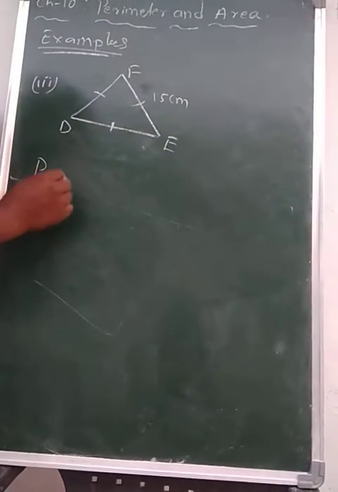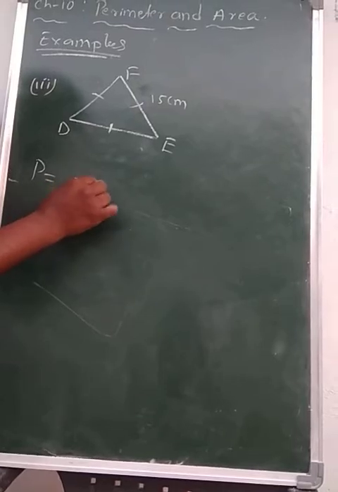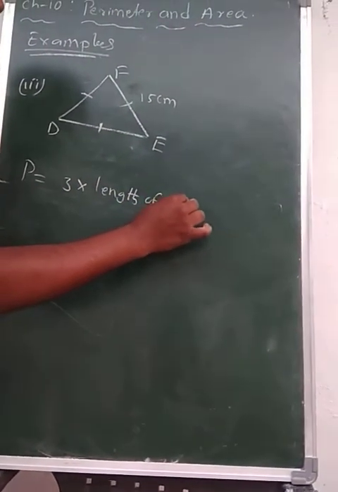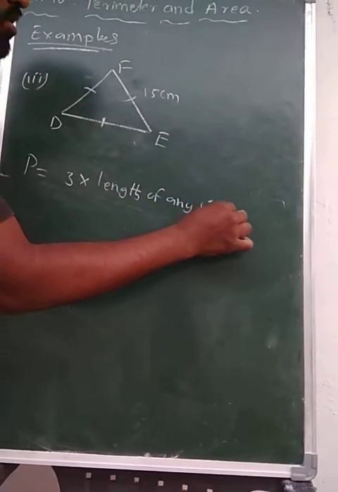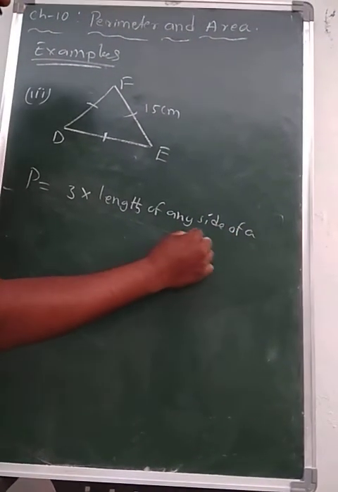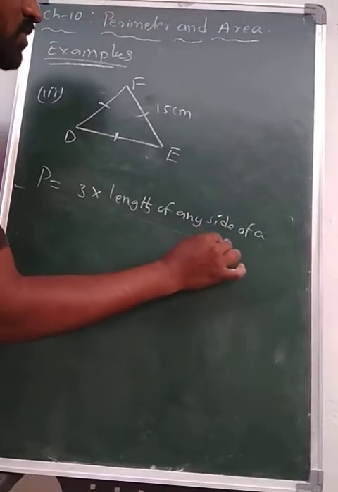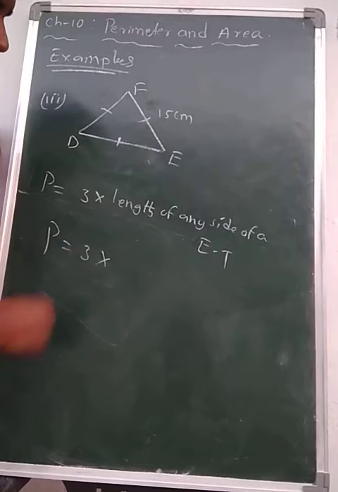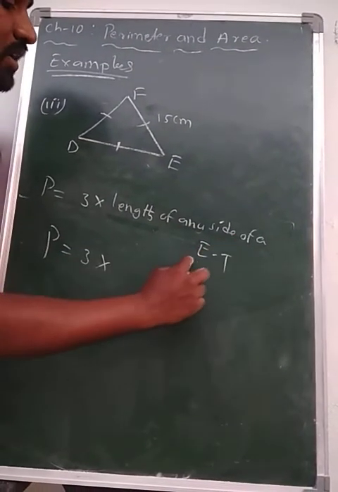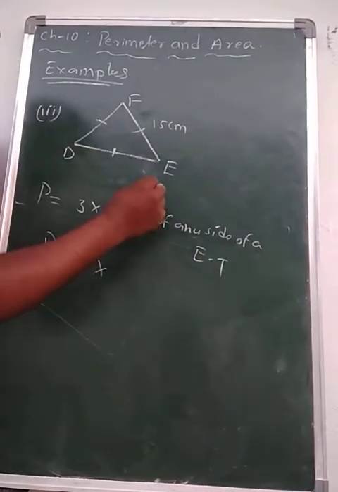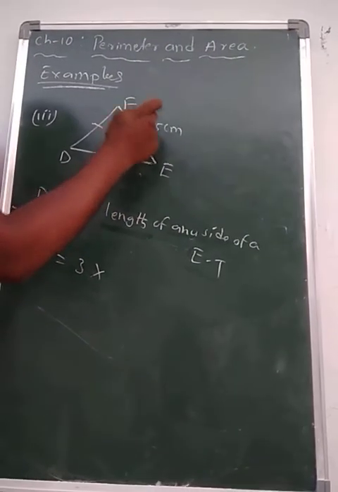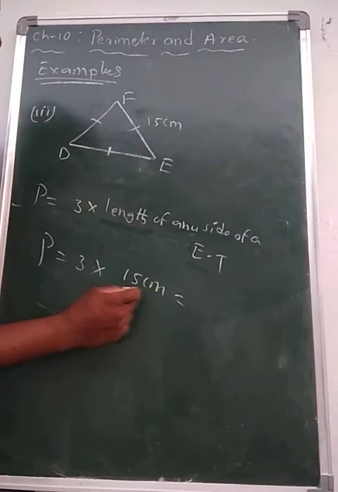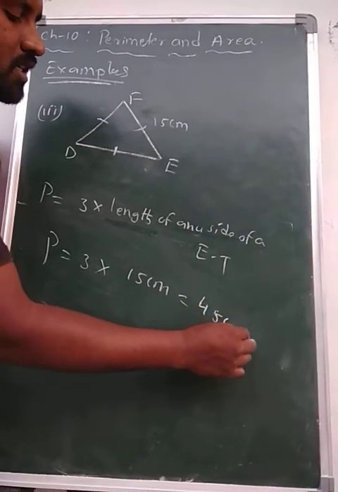Okay, now perimeter is equal to 3 into the length of any side of an equilateral triangle. Now perimeter is equal to 3 into the length of any side of an equilateral triangle. The length of any side, one side, is 15. So that is 3 fifteens, 45 centimeter.